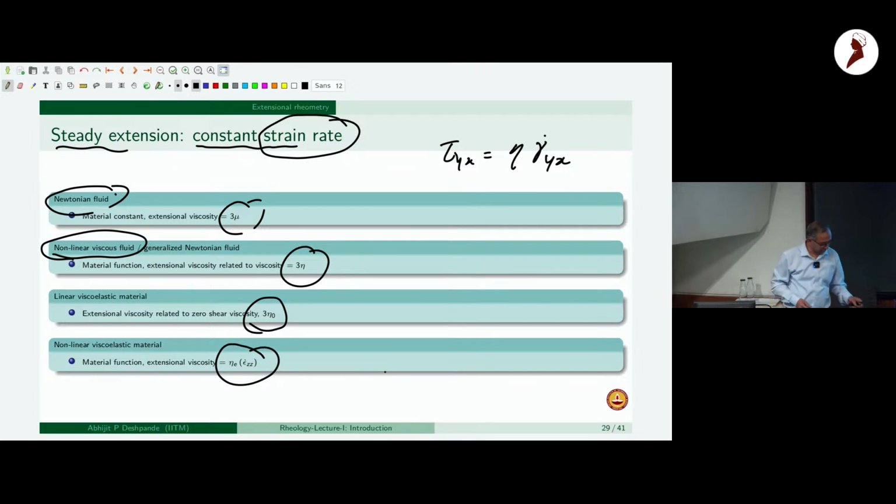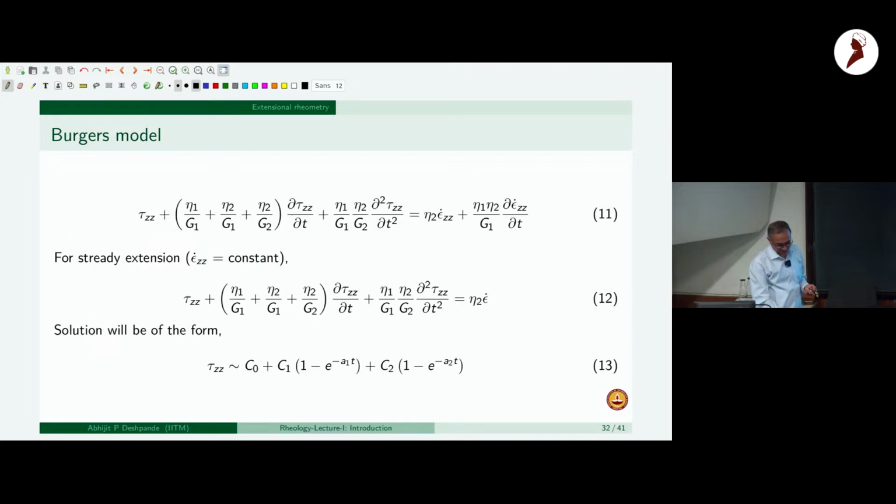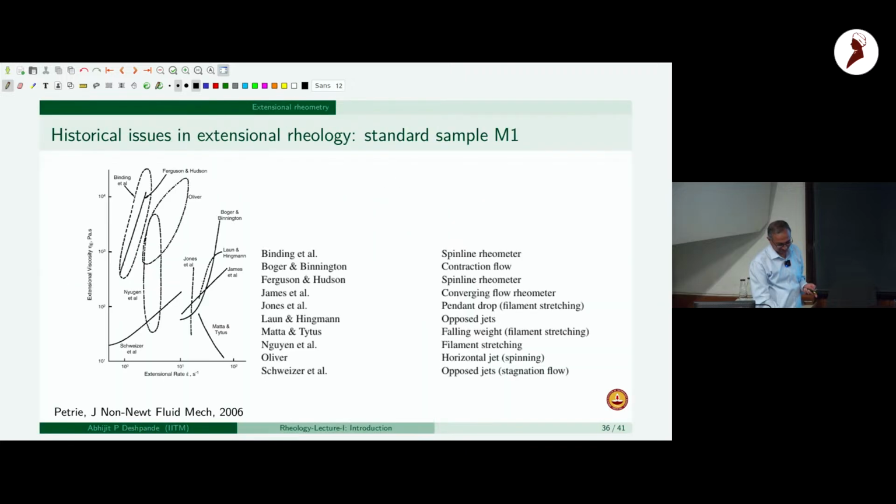But since we are discussing this, maybe I'll skip certain slides and just show this slide. This is a review which came out a few years ago, on some standard samples. This happened in the 90s, where they said that, look, everybody is measuring extension, we are all saying extension is important, so let's have just one standard sample. And all these different groups using different techniques measured extensional viscosity, and the data is just all over the place. So this was the conundrum in the 1990s and early 2000s.